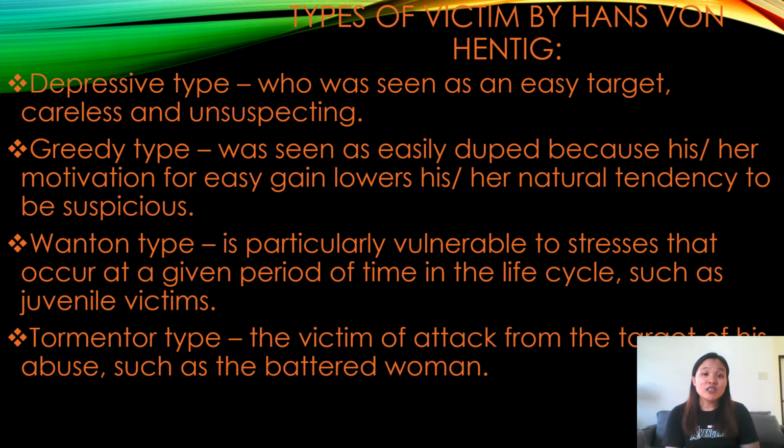Wanton type naman is particularly vulnerable to stresses that occur at a given period of time in the life cycle, such as juvenile victims. Okay? So, ang wanton type, okay? Juvenile victims, mga dalaga, binata. Next, tormentor type, the victim of attack from the target of his abuse, such as the battered woman. Okay? So, yan naman po ang ibig sabihin ng tormentor type. Target of his abuse.